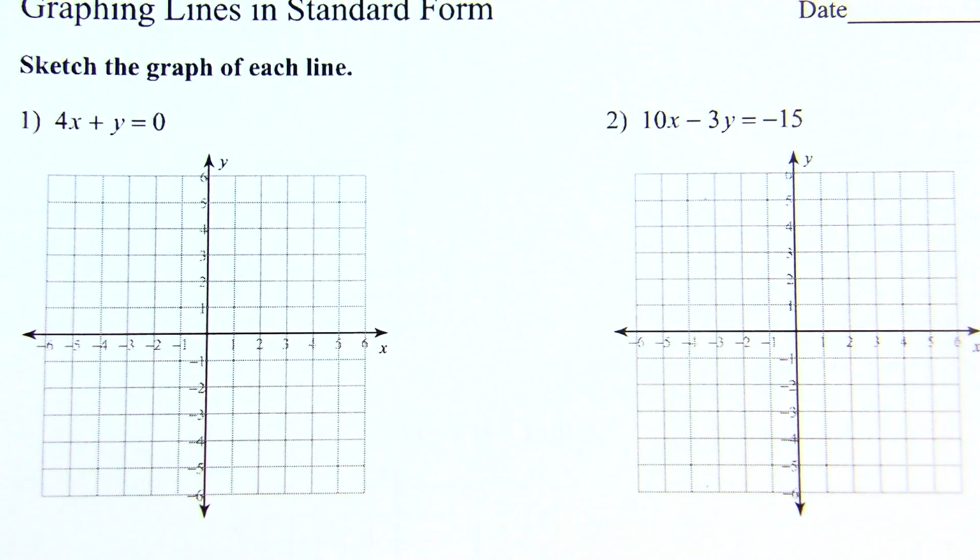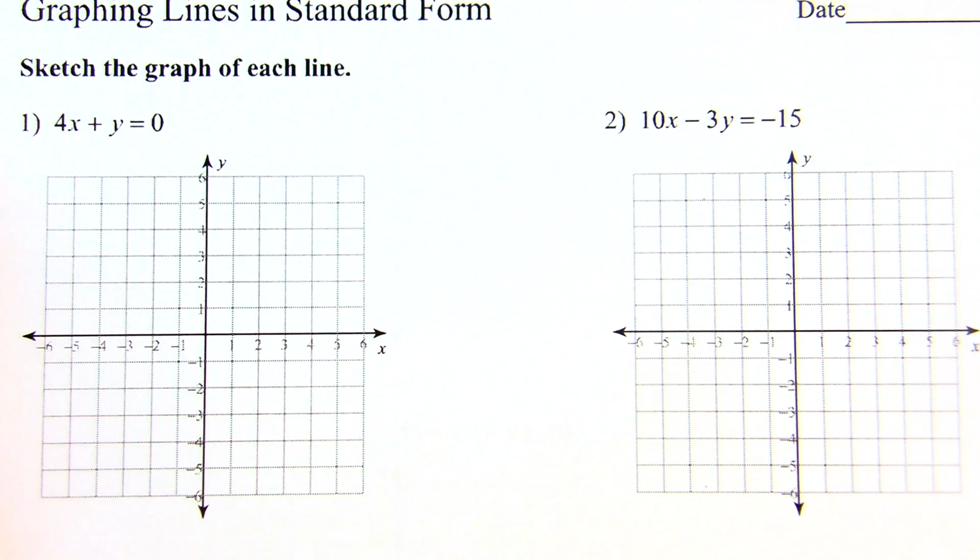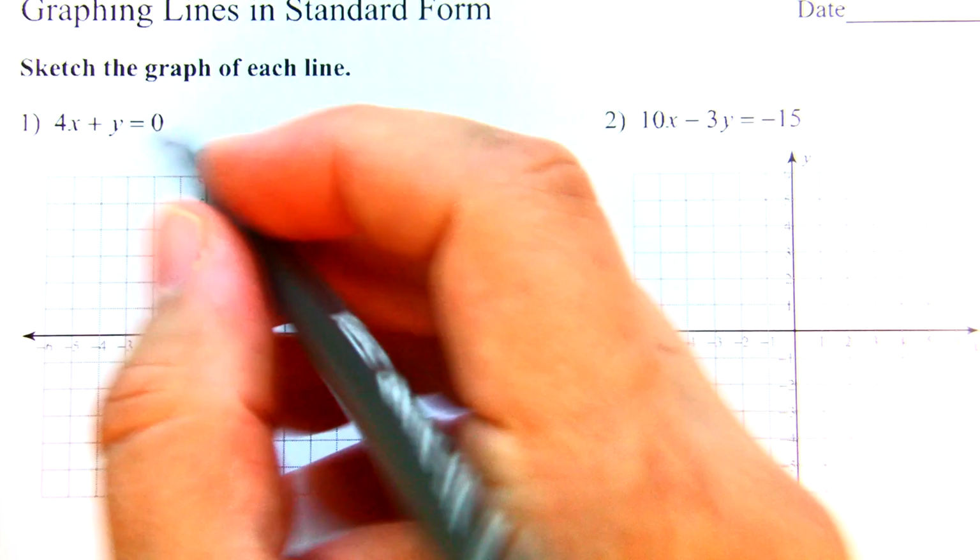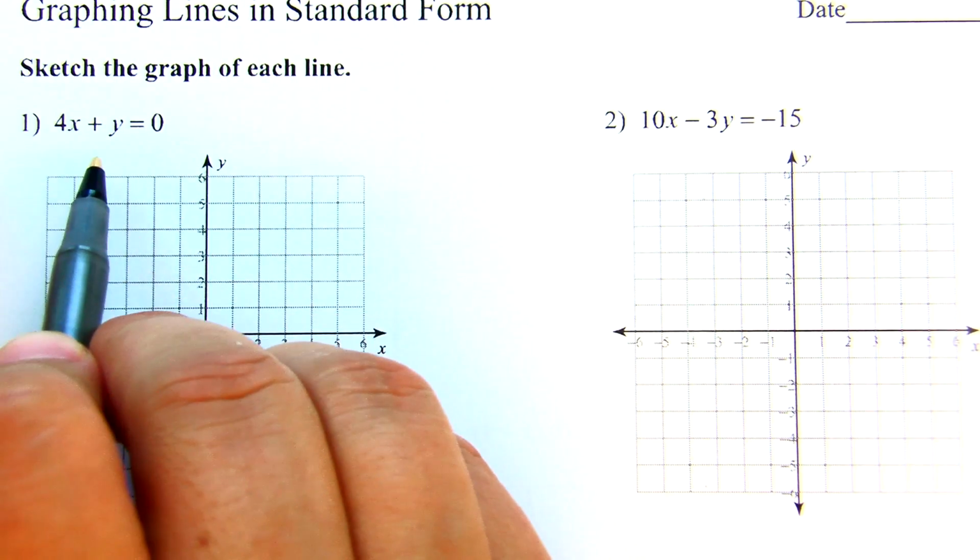Alright, in this video I'm going to go through graphing some lines when the equation is written in standard form. So basically what we're going to do here is rewrite the equation in slope-intercept form and then graph that, because we already know how to do that. So here we are, we've got 4x plus y equals 0.